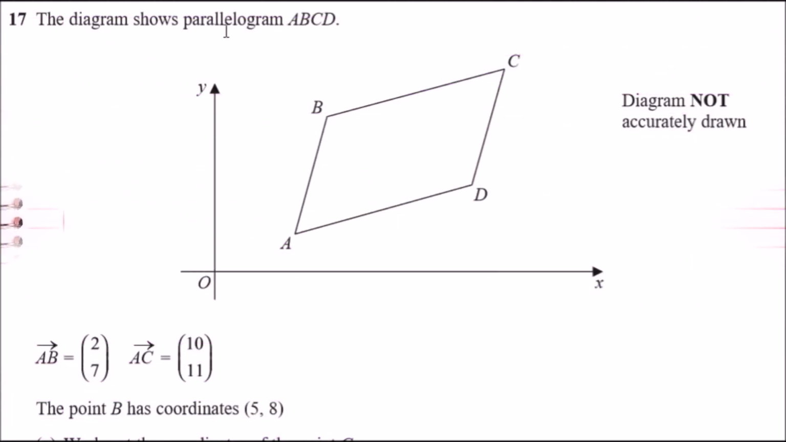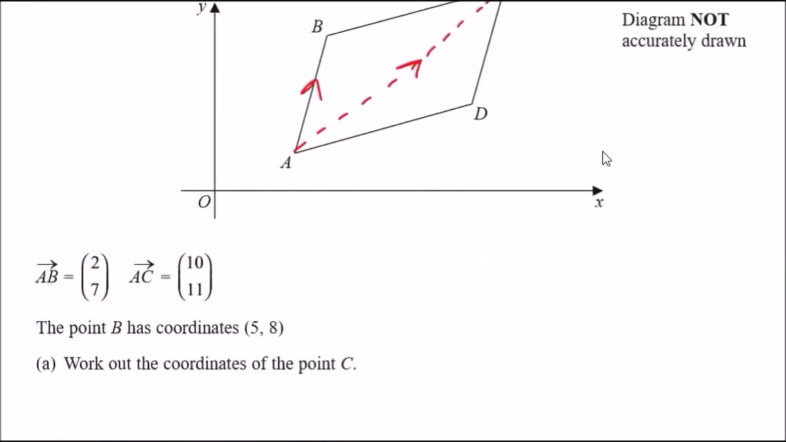So the diagram shows a parallelogram ABCD. Now it tells us that when you go from A to B, so this direction here, you travel 2 across the x-axis and 7 up the y-axis. So remember, this is x and this is y. Where if you go from A all the way to C, so you can literally just imagine it like this, you're going to travel a direction of 10 across and 11 up.